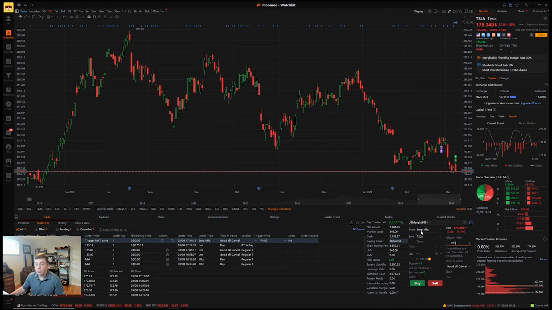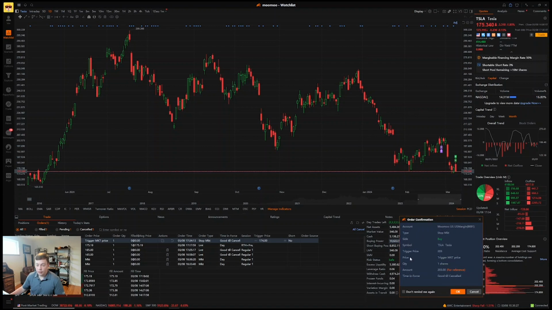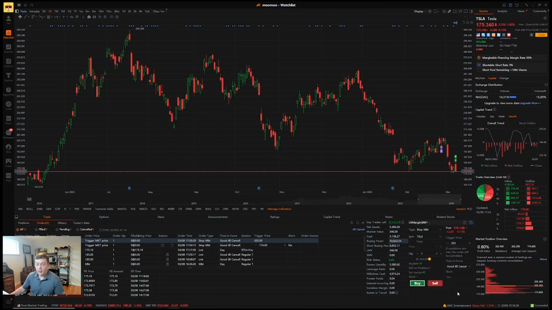So you can set, again, the type as a stop market, make sure your symbol is correct, and choose the quantity. And then your trigger price in this scenario, again, would be $203. Once you press buy and confirm your order details again and hit OK, this order means that any time during regular trading hours Tesla trades at or above $203, your stop order would be triggered and it would immediately send a market order ready for execution.